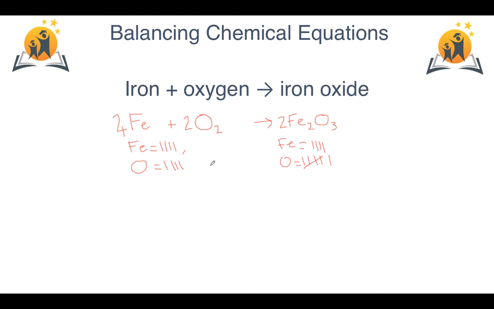So we now need to go from 4 oxygen atoms to 6. We can do that by changing the 2 oxygen molecules to a 3, like so. 3 times 2 gives us 6 oxygen atoms. Ask ourselves, is it balanced? The answer is yes. So the balanced chemical equation is 4 iron atoms plus 3 oxygen molecules reacts to form 2 molecules of iron oxide.